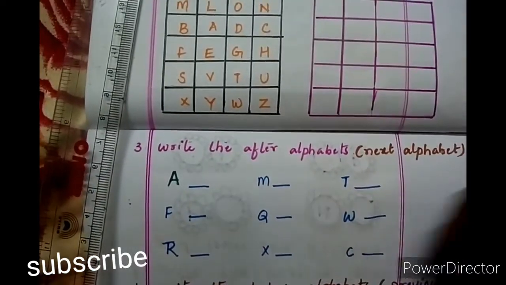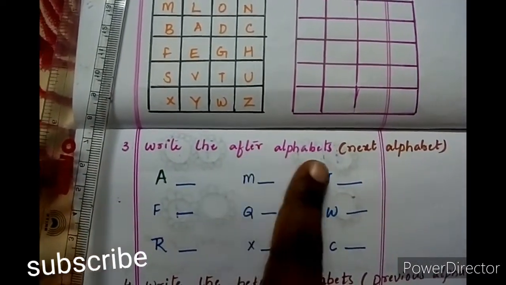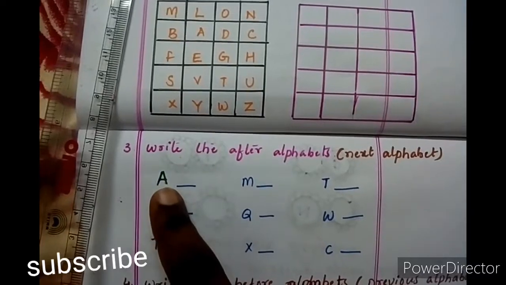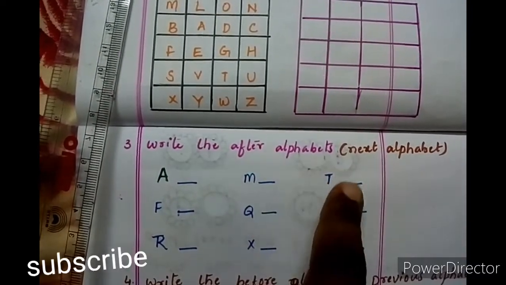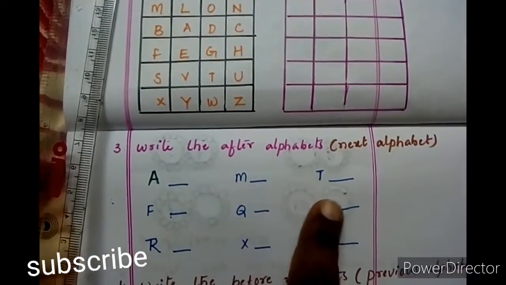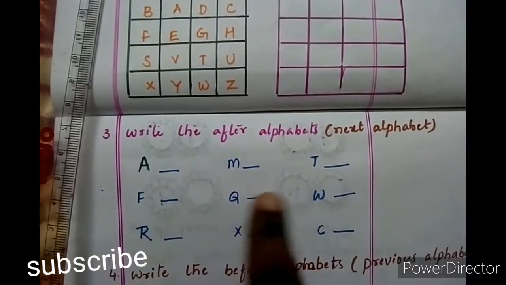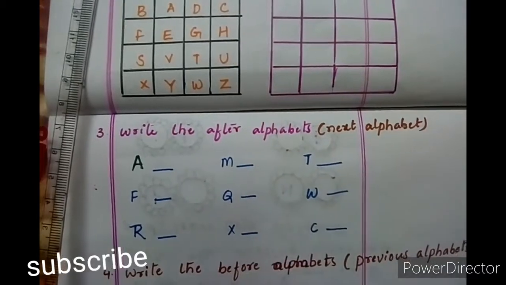Next is write after alphabets. After A what comes? Yeah, B. After M, N. Like this, you have to write the after letters. That is the next alphabet. What comes next after this?